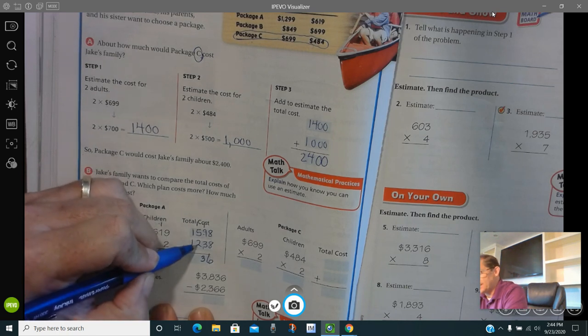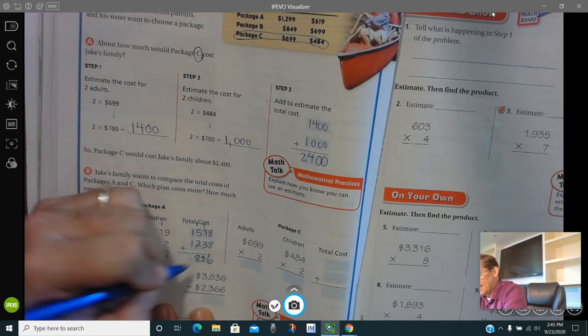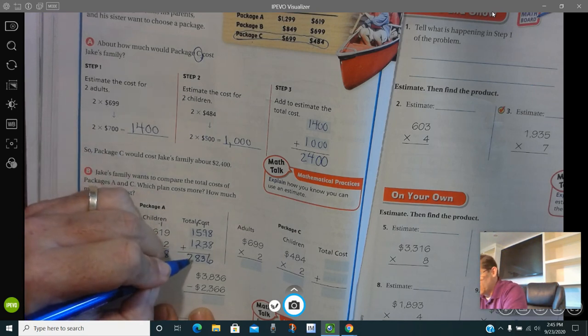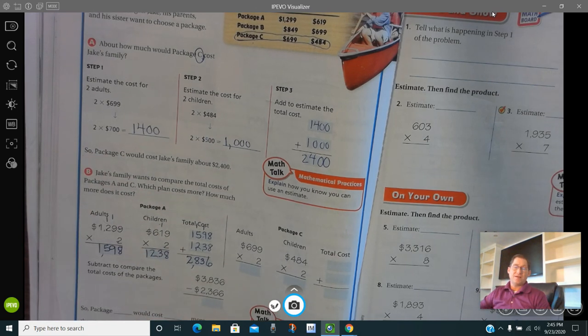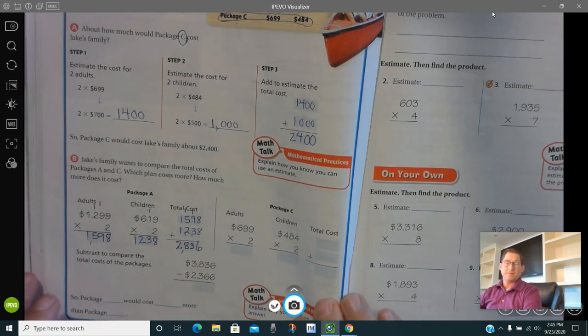500 plus 200 is 700, plus the regrouped 100 is 800, plus 2,000s. So $2,836 for package A.